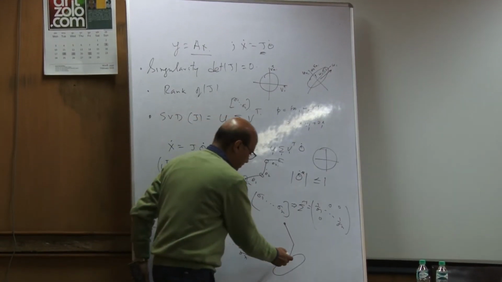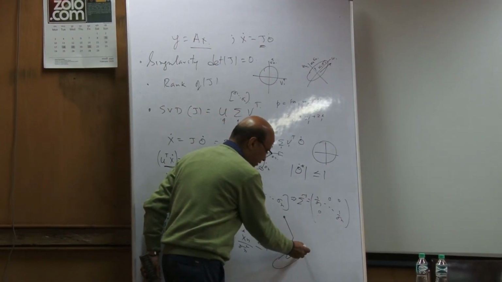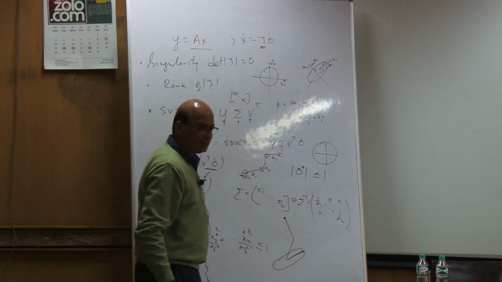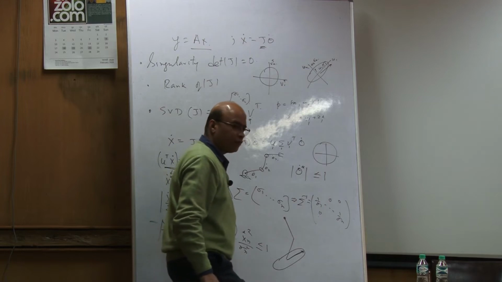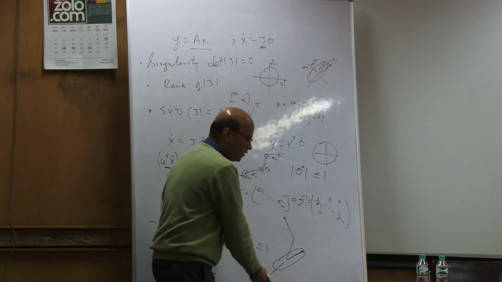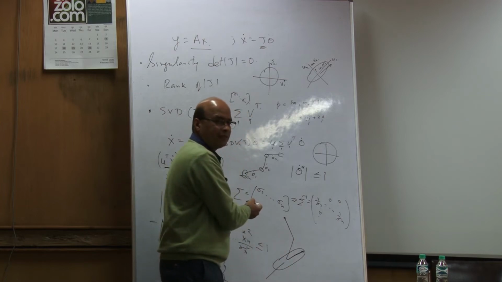Which means that this direction is the direction of the major axis, so I can move in this direction. That means if I'm standing like this, the easiest way is to move the leg forward like this. And here it is going backward. So if I want to move backward, it's very difficult.